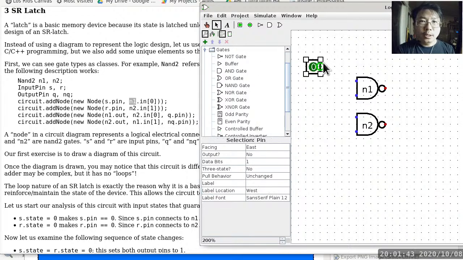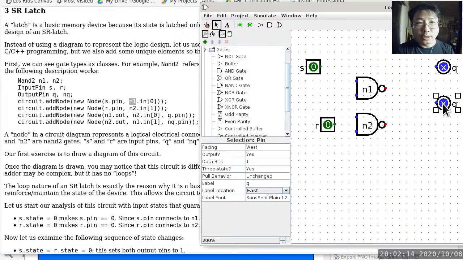We have two input pins. One is S, and then we duplicate it and this one is going to be R. There we go. We have two output pins. We pull one output pin over here and call it Q, and the other one is NQ, which is basically not Q.